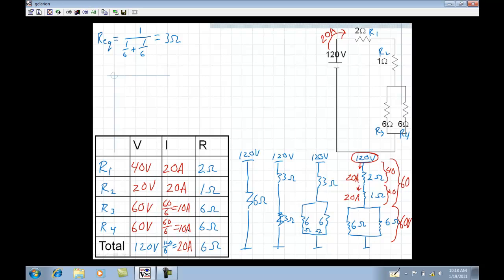Now let's follow my current. My current goes through here. It splits up, and we said 10 amps go through there. Does it make sense that 10 amps have to go this way as well? Why does it have to be 10 amps going through that way as well? Yeah, the resistances are equal, so the 20 amps should split up into 10 here and 10 there, and they'll recombine to be 20 when they get down to the bottom there.